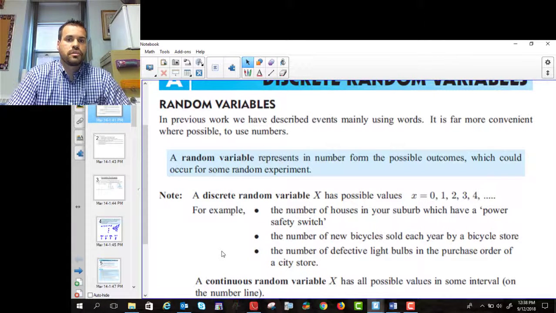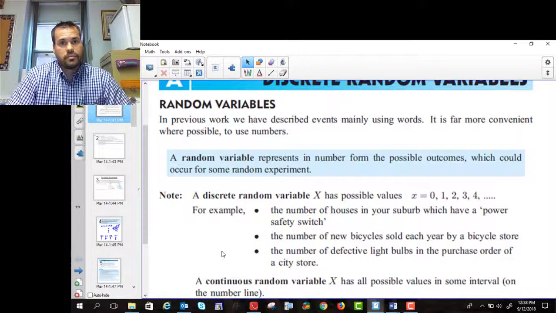And there's a specific discrete random variable distribution that we're going to talk about. The binomial distribution, which we'll talk about a little bit later in another video, is a discrete random variable.